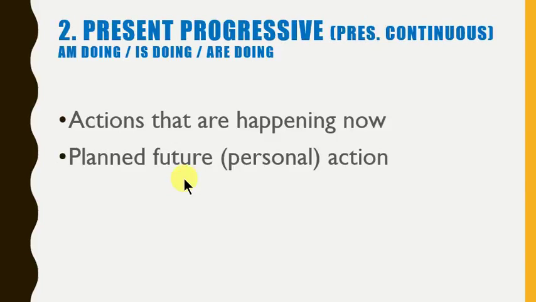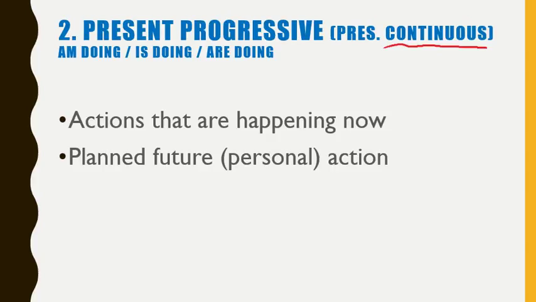We talked about the present tense, which is the general tense for covering all periods. Now let's talk about the present progressive tense, which is also called the present continuous tense in some books. Either term means the same thing. This is the form of am doing, is doing, or are doing.